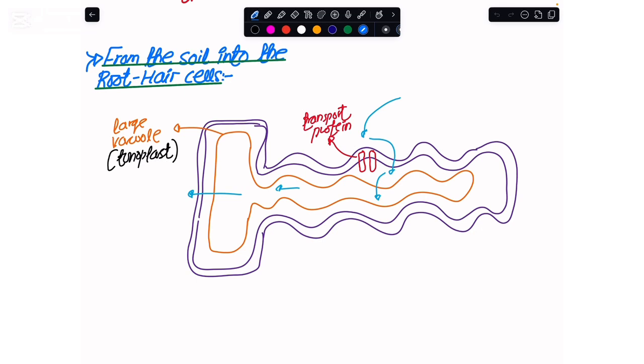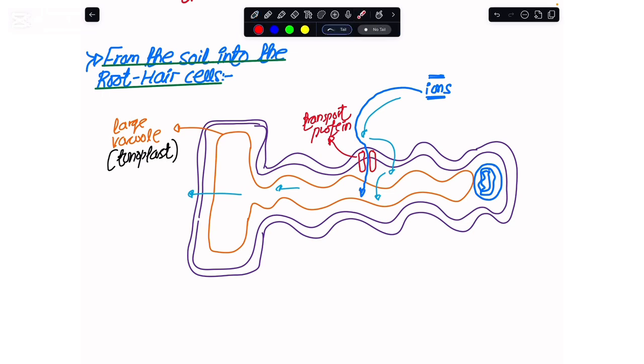Now the situation is very simple. These root hair cells have in their cytoplasm organelles that are termed mitochondria. And these mitochondria do the process of respiration, and by respiration they make energy in the form of ATP, and that ATP would be utilized to move the ions first. Ions here mean the nitrate ions and the magnesium ions. So these ions would be moved from the soil into the large vacuole with the help of the proteins in the cell membrane, which are the transport proteins.